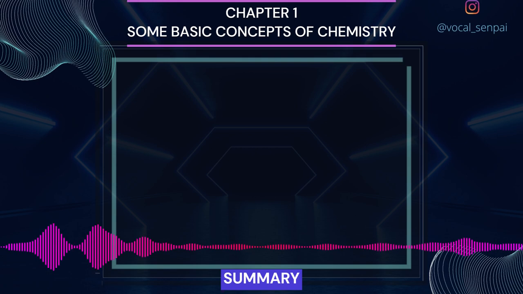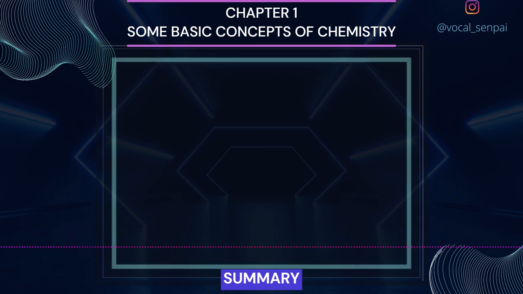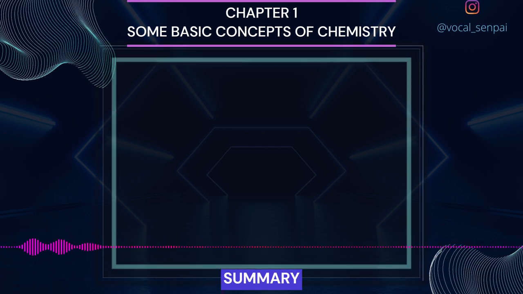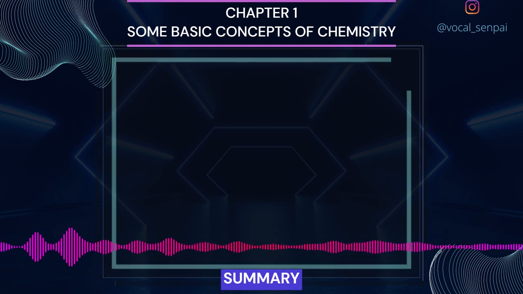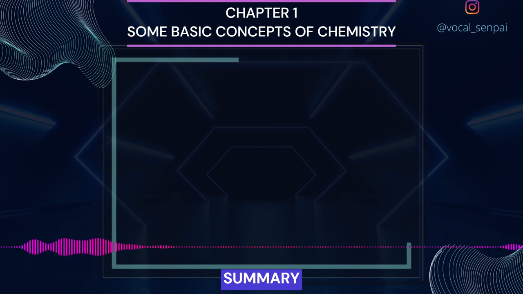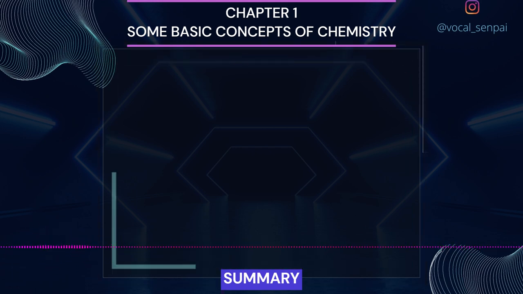Summary. Chemistry, as we understand it today, is not a very old discipline. People in ancient India already had the knowledge of many scientific phenomena much before the advent of modern science. They applied the knowledge in various walks of life. The study of chemistry is very important as its domain encompasses every sphere of life.